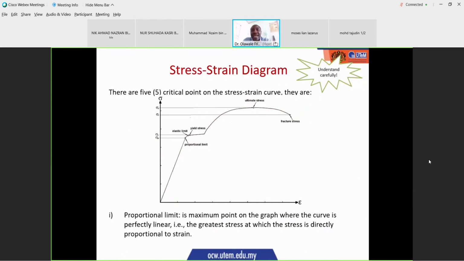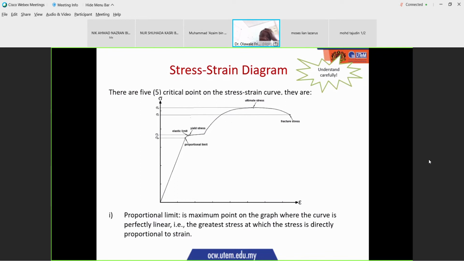Okay, so like I said, there are 5 critical points on your stress strain diagram. One, proportional limit. Two, elastic limit. Three, yield stress. Four, ultimate tensile stress or ultimate stress. Five, fracture stress.